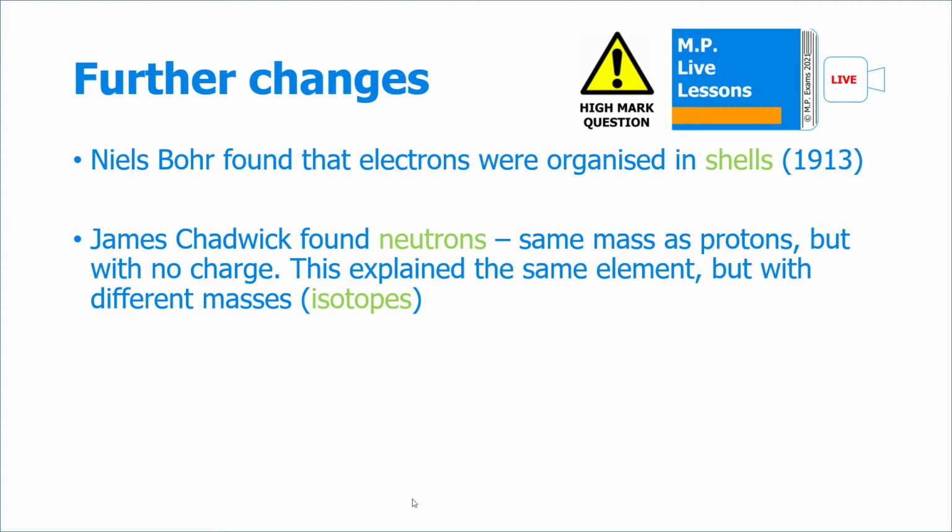These are the same mass as protons, but with no charge, and this explained the same element with different masses, so isotopes. For example, you could have a carbon atom. They'll still both have 6 protons, but they may have different numbers of neutrons. They can therefore have different masses. You could have carbon-12 and carbon-13. These are isotopes.